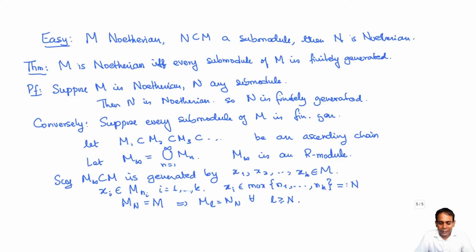So here we've characterized Noetherian modules in terms of finite generation. An R module is Noetherian if and only if every submodule is finitely generated. We saw earlier that if M is an R module and it has a submodule N such that N is finitely generated and also M mod N is finitely generated, then the module M itself must be finitely generated. Now I claim that the same property holds for Noetherian modules as well.